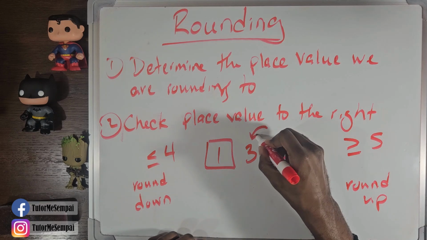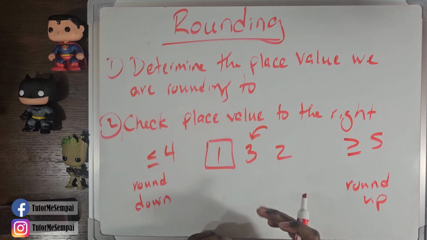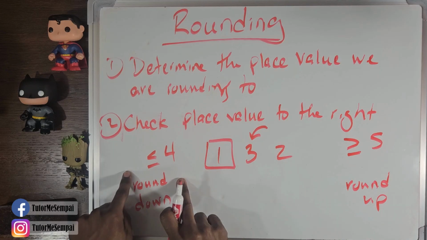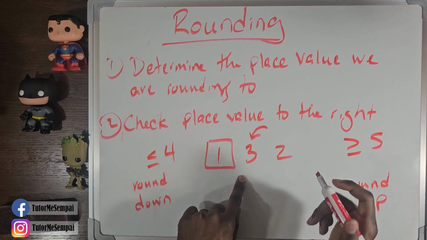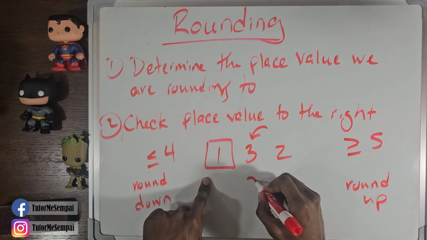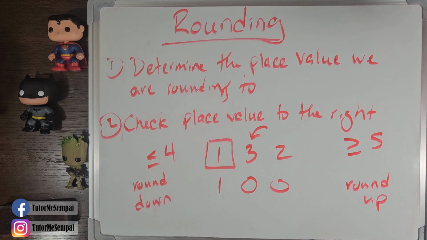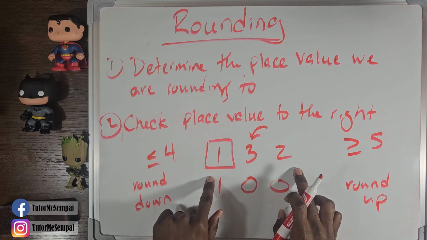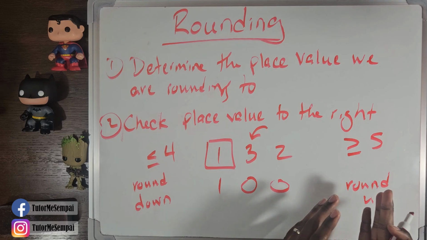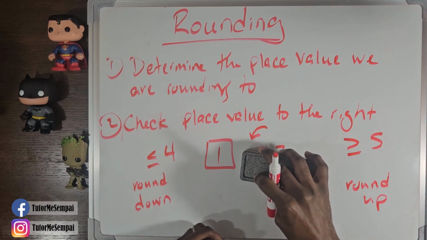We need to look at this place value now to determine if we're going to round up or round down. It's to the right. Is this greater than or equal to 5? No. So it means it's less than or equal to 4. So that means, once again, every place value to the right of this one gets a 0, and this one stays the same. So rounding this 132 to the nearest 100 makes you get 100 because we're not rounding up, we're rounding down. Let's say instead of 3, this was 7.